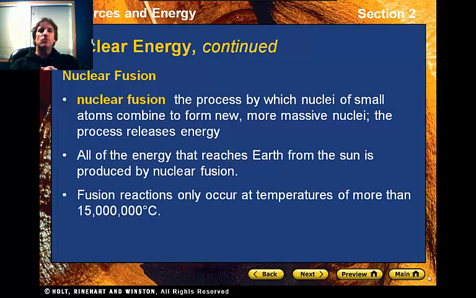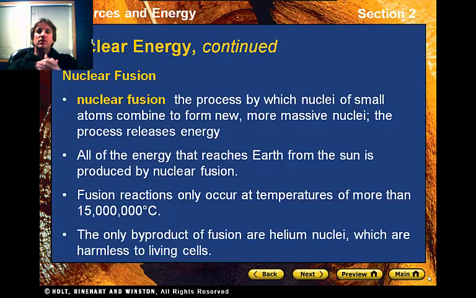It can only occur at temperatures of more than 15 million degrees Celsius. So you have to have the surface of the sun to get that kind of heat. The good news is helium is the only thing that's left, and it's harmless. So if we could ever pull this off, where we didn't have to have temperatures at 15 million degrees, see, the problem we have with the fusion reaction is it takes more energy to heat up the area to get to 15 million degrees Celsius than the energy we get back out of it.